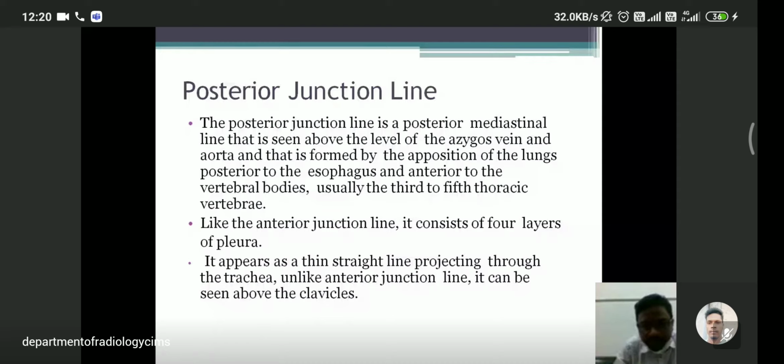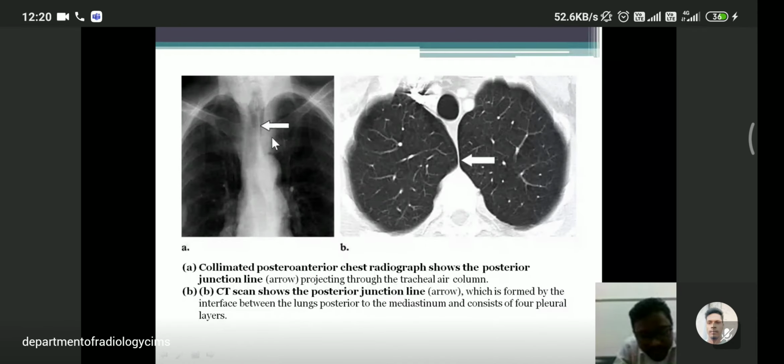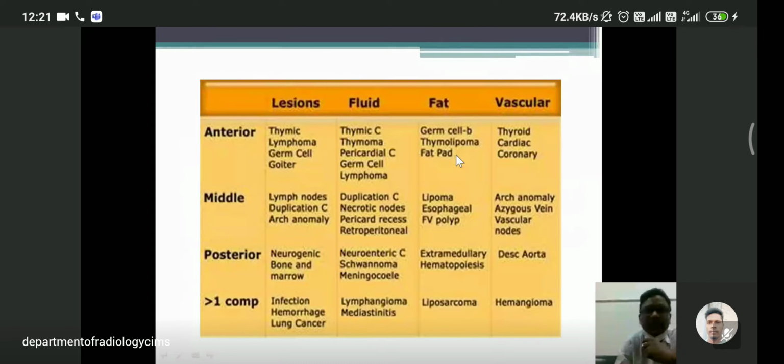However, unlike the anterior junctional line, it can be seen above the clavicle and is usually straight rather than oblique. So in this X-ray image, we can see a straight line that is the posterior junctional line. And we can see in this cross-sectional CT image, that's the posterior junctional line. So there are certain differentials of the mediastinal mass.